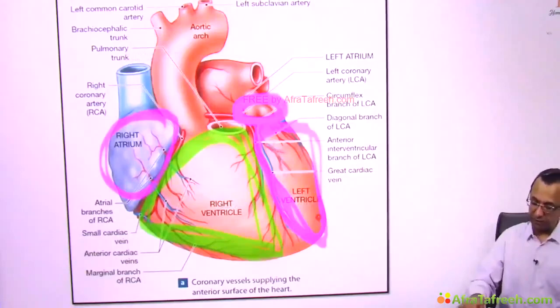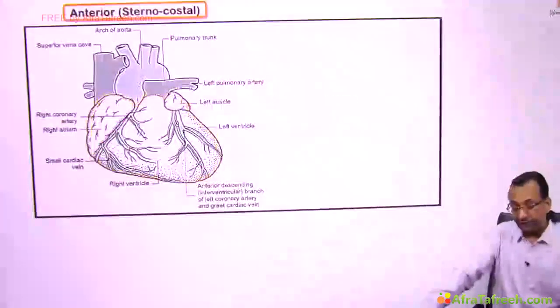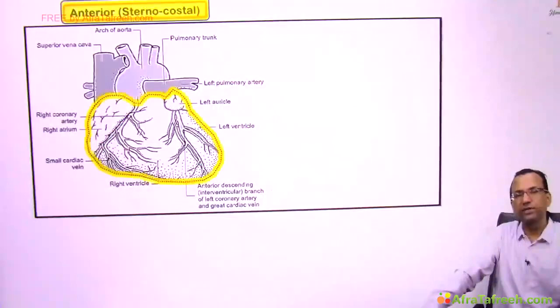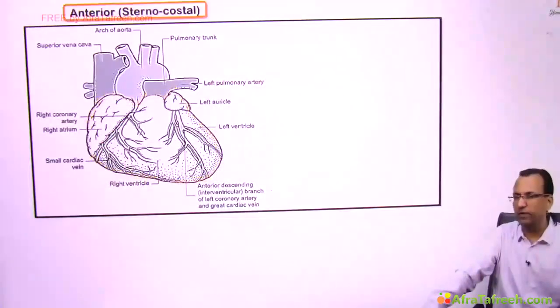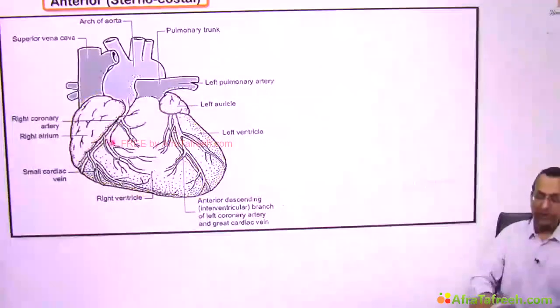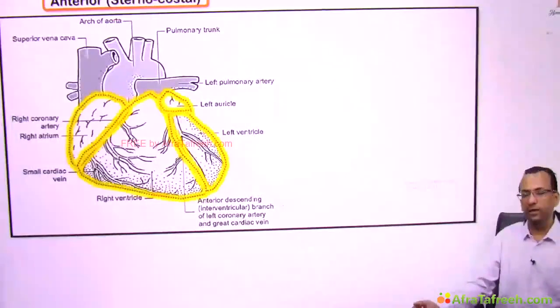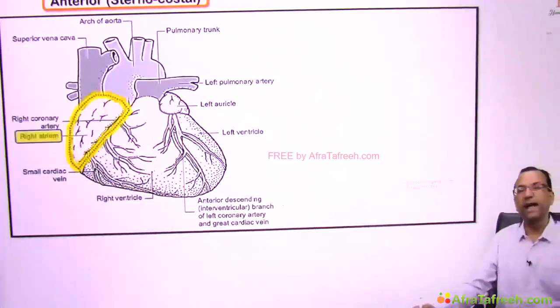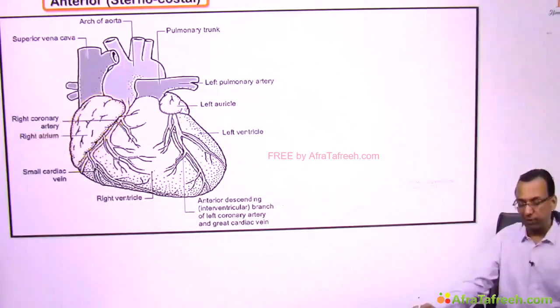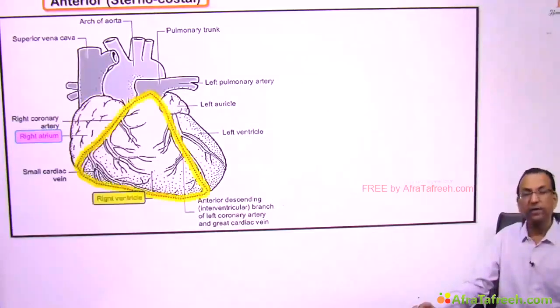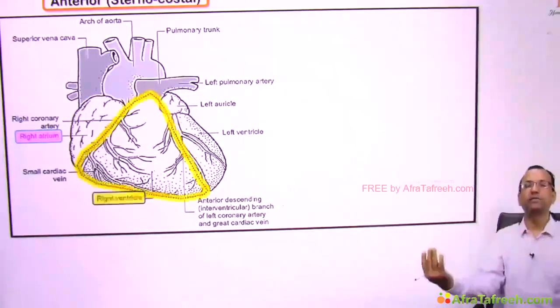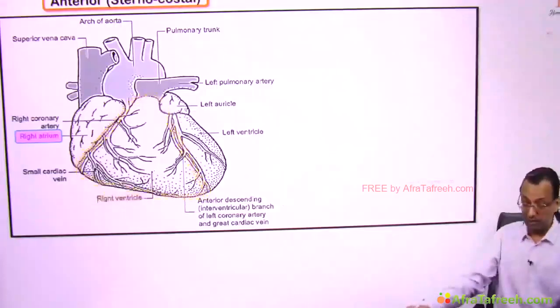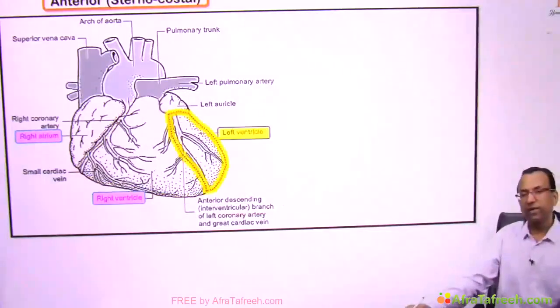This is what we have to discuss now, and let's do that. See, the anterior surface, which is the sternocostal surface, has contributions from all 4 chambers, but the major contribution is the right ventricle. This is the right atrium, minor contribution. If that is the right atrium, then this is the major contributor, the right ventricle. Yes, it is related to the sternum and the ribs. That's why it is called the sternocostal surface. And this is the left ventricle partly contributing. And who else is contributing? That is the left auricle.